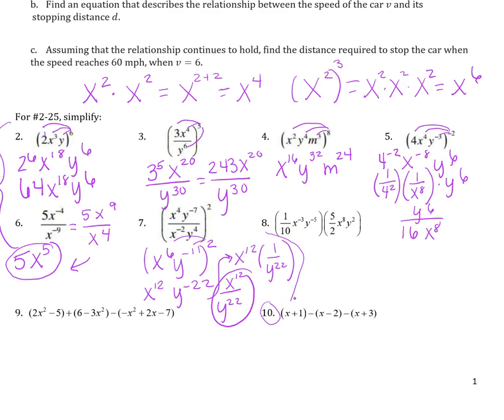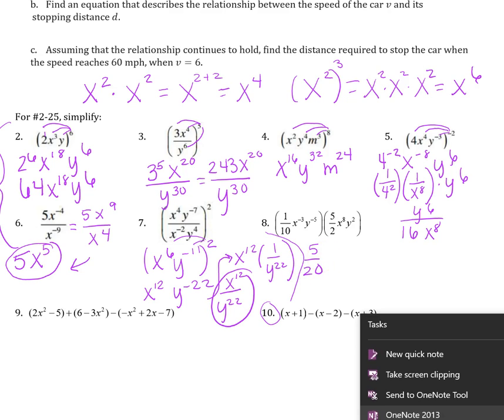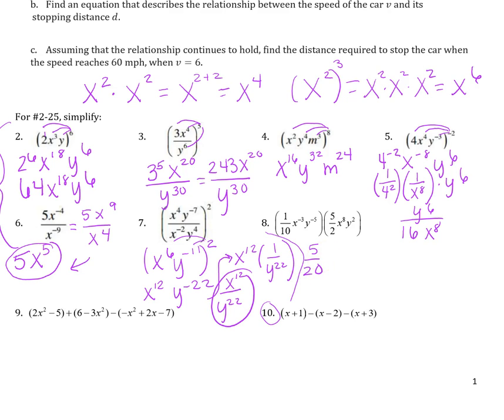Okay, and number 8. I have a bunch of things being multiplied together. Be careful. Just because you see parentheses does not mean that you are multiplying your exponents. Parentheses just mean multiplication. This is not the same thing as this, where you have a power to a power. These are just two things being multiplied together. So what I see is 1/10 and 5/2 being multiplied. So that gives me 5/20. I have x to the 8th and x to the negative 3. That gives me x to the 5th.